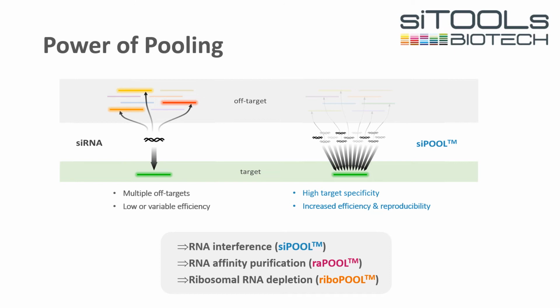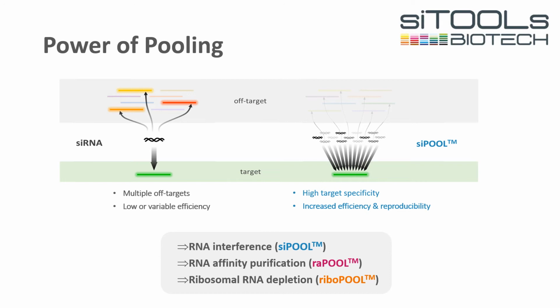Therefore, targeting is more specific, and due to the low concentration of each of these 30 siRNAs, we dilute away the off-target effect. So the key is to reduce the concentration of each siRNA inside the siPOOLs to enable specific targeting and increase efficiency and reproducibility. Therefore, you save money and time when using siPOOLs for siRNA-mediated gene silencing, instead of using single siRNA or low complexity pools of siRNAs.